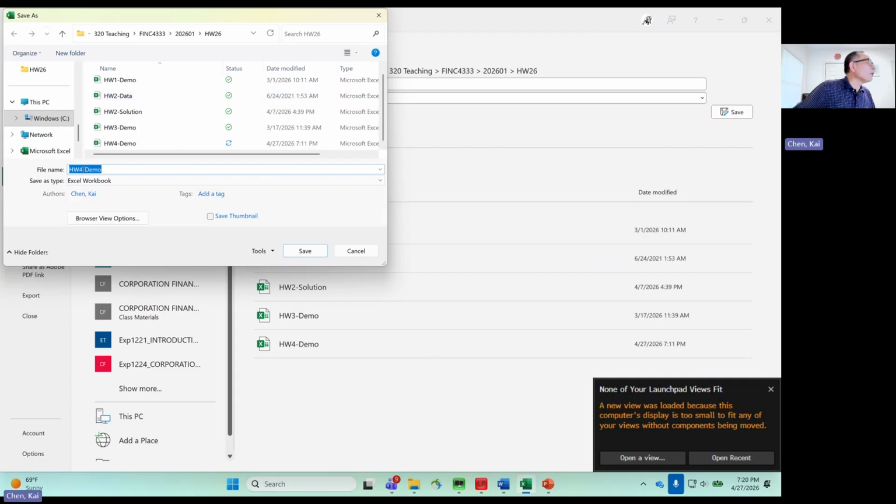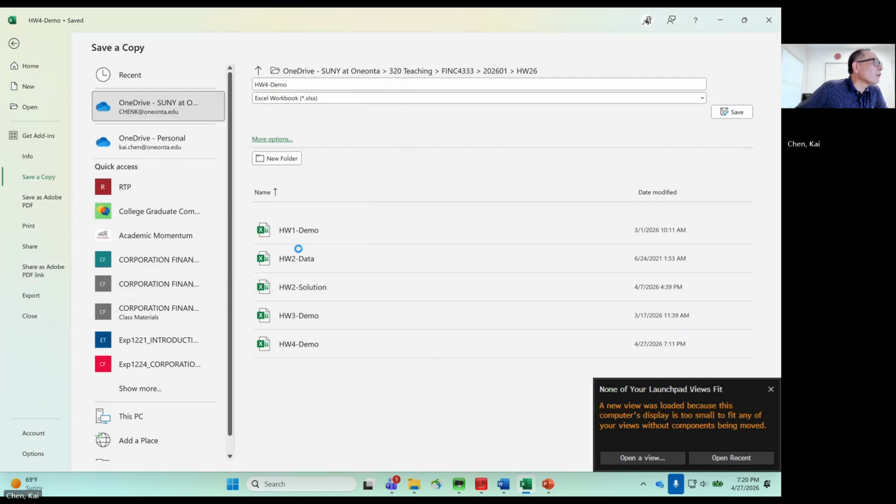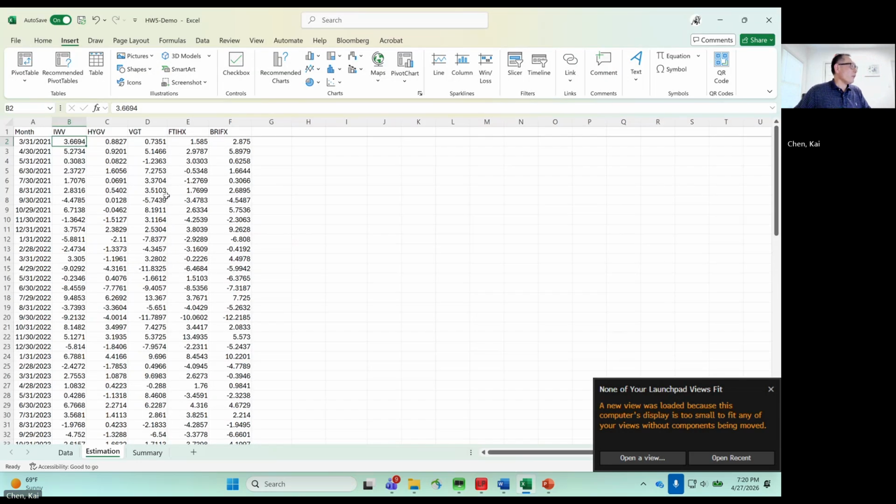Okay, now I'm going to do the demonstration of homework 5. Now we have downloaded the data. Until now, I think you should know how to download the data, right? We have downloaded the 60-month monthly return data of 4 assets in our portfolio.